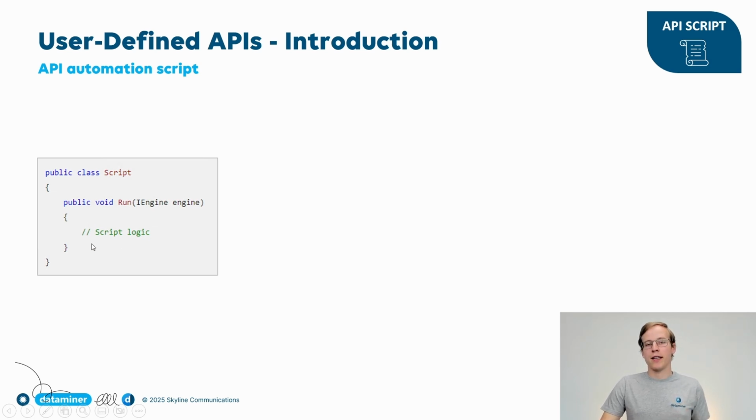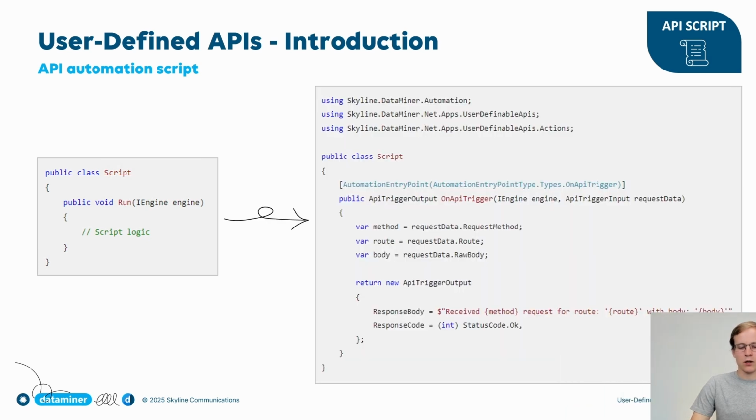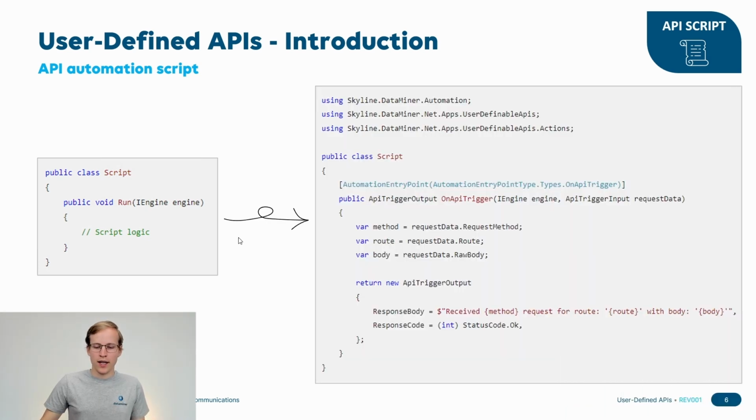But for user-defined APIs, it's actually a little bit different. It's not a normal automation script. It's actually one with an entry point. You can see that here on the right is an example of the minimal body of an automation script for user-defined APIs. The differences are mainly that you have this attribute here: AutomationEntryPoint, type Types.OnApiTrigger. And also the input arguments are different.